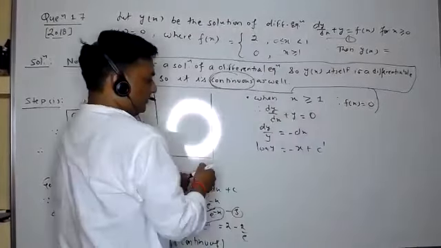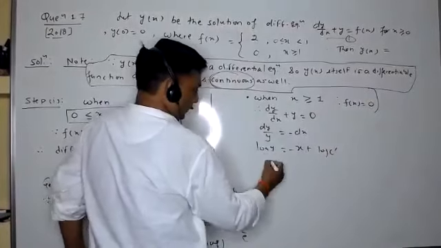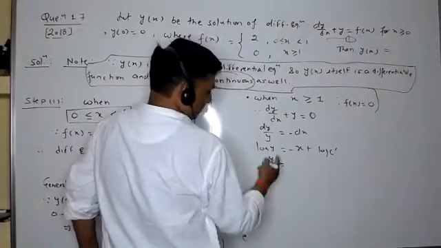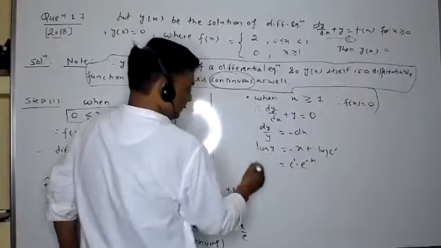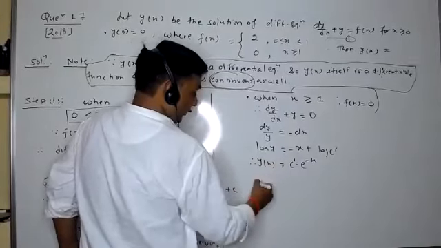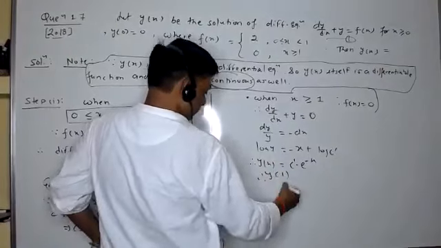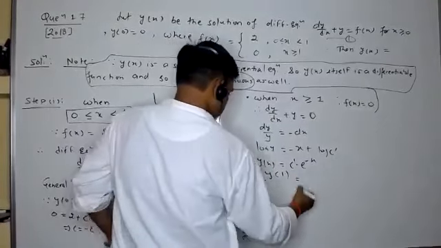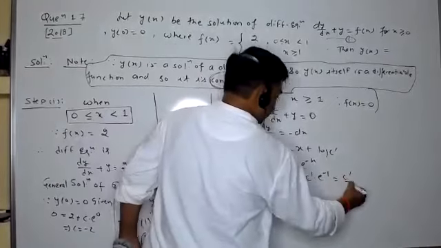Just give me 1 minute please. If I take this integration constant in the form of log c dash, so ultimately this will come out as y equals c dash into e raised to the power minus x. I'm sorry. So y at 1 equals c dash into e raised to power -1, that is ultimately c dash upon e.